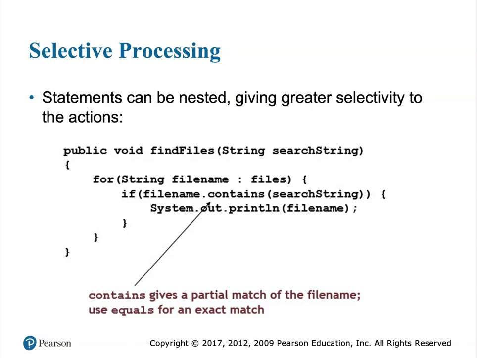Okay, let's look at this for each loop with an additional statement inside of the body. When we look at every item, it doesn't mean that we have to do the same thing to every item in the list. So it is possible to do selective processing in a for each loop.